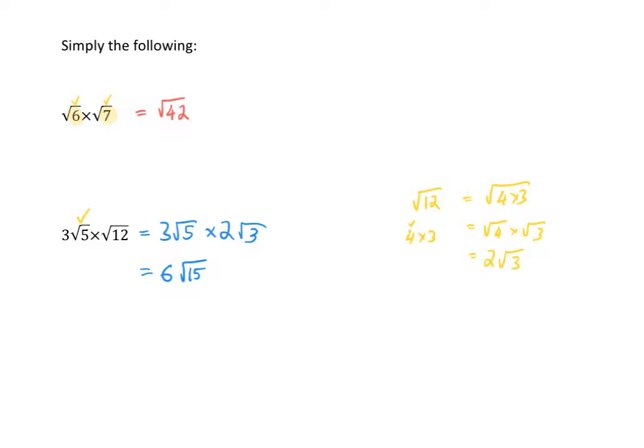Now, before I finish, I need to make sure that that is in simplest form, which it is. So I leave it as 6 times the square root of 15 as my final simplified answer. So that's 2 examples of how we simplify expressions involving multiplication and surds.